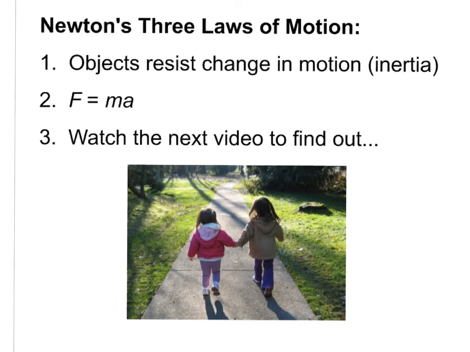So we said Newton had 3 laws of motion. We know the first one is that objects resist change in motion. Remember the inertia idea, an object in motion tends to remain in motion, and an object at rest tends to remain at rest. The second law of motion was the relationship between force, mass, and acceleration. And the third law of motion, you're going to have to watch the next video to find out.